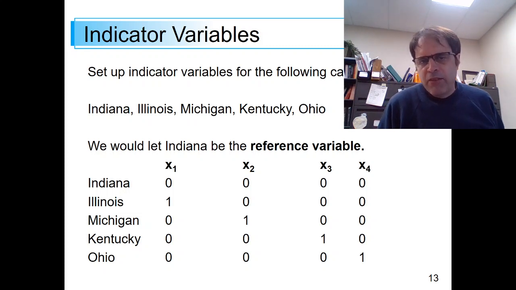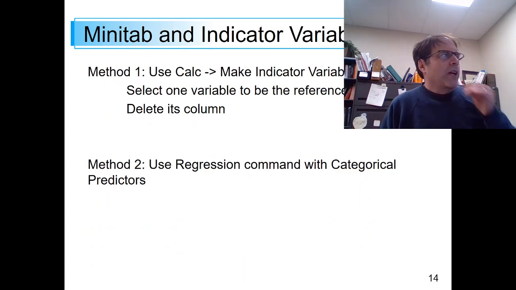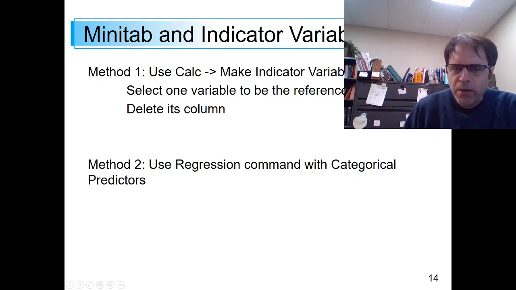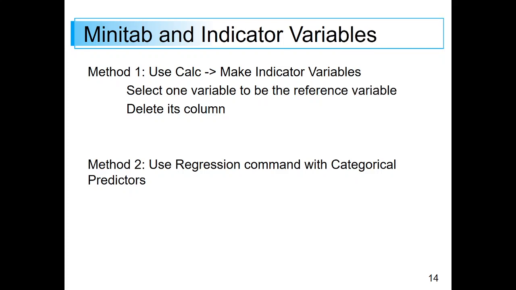We have, let's say, 5 categories. We only need 4 indicator variables. One, we have the reference variable that would be all zeros. And the other ones would have 1 for one of the variables like x1 and zeros for the other. Okay, so there are 2 ways that we can use Minitab to do this. One is go to the Calc menu and make indicator variables. And I kind of want you to go through that just so you can understand where this comes from. The other one is using the regression command with categorical predictors.